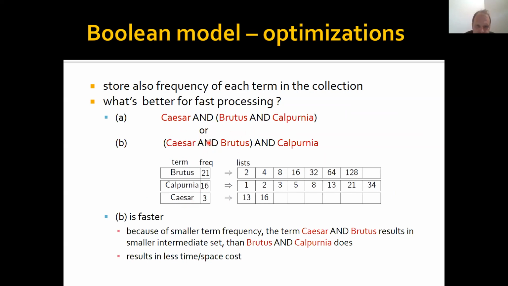do basically the intersection of Caesar and Brutus, and the intermediate result is smaller because Caesar has only 3 frequencies here and Brutus has a large one, but because of the AND it will lead to a small intermediate result, and then it's compared to Calpurnia, which is faster than taking it this way, because there are many Brutuses and many Calpurnias, so the intermediate result could be large, and then it will get small in the last step.